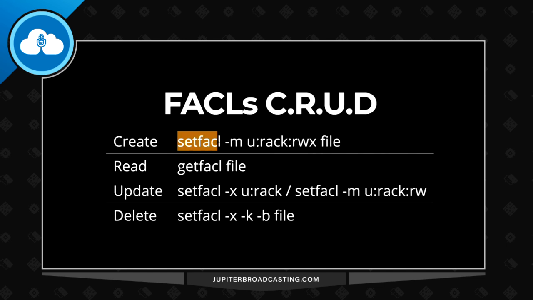And the basics for setting a FACL would be setfacl -m for modify, and then we're modifying a user FACL, right? So in this case, we want to give the user rack read, write, execute permissions to a certain file without having to open it up to everybody else or add rack to a specific group. We get that back from a getfacl on that file there, okay? If we want to update it, it's simply a matter of removing a FACL, right? A named FACL, if you will, and then setting a new one.